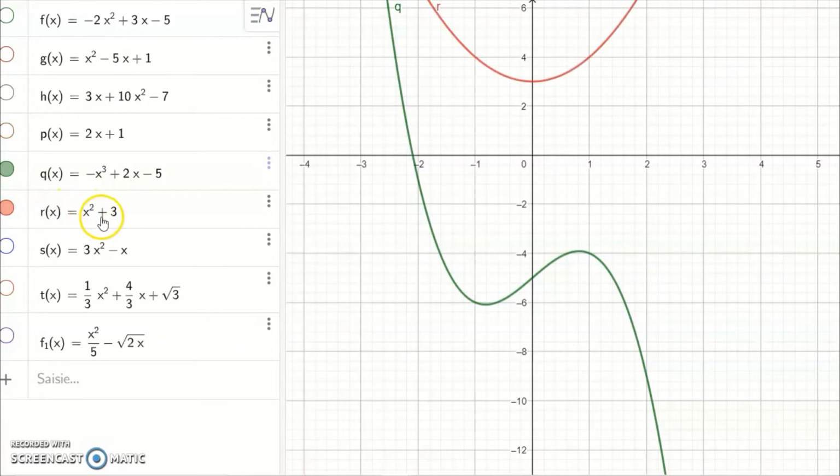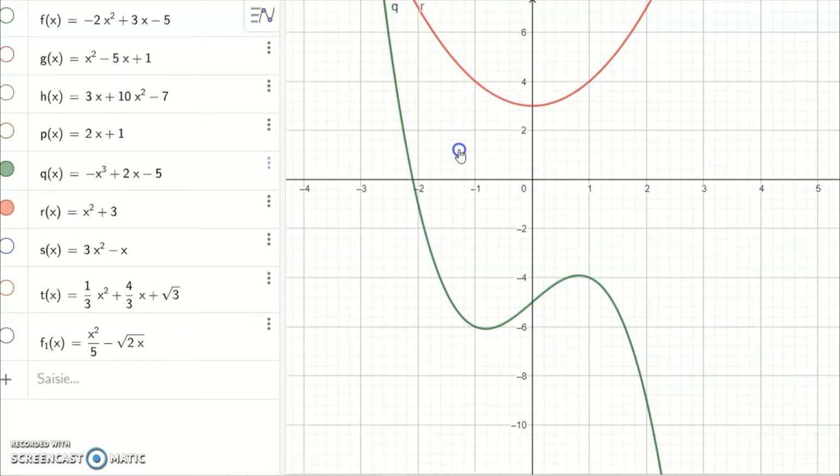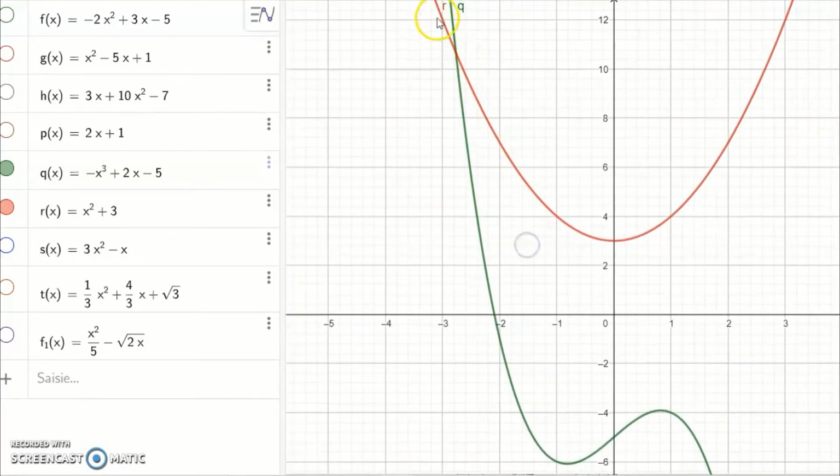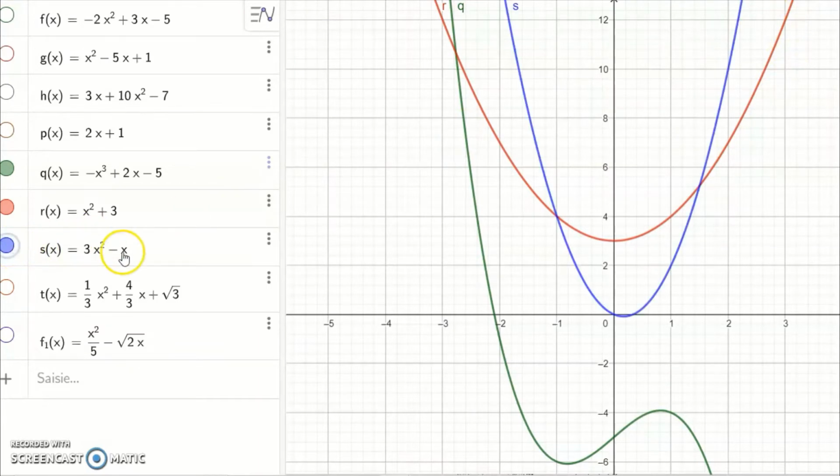F. r of x is x squared plus 3. This is a quadratic function, and the graph is a parabola facing upwards. G. s of x is equal to 3x squared minus x. And this is the blue parabola here, facing upwards, because the leading coefficient is 3, positive.